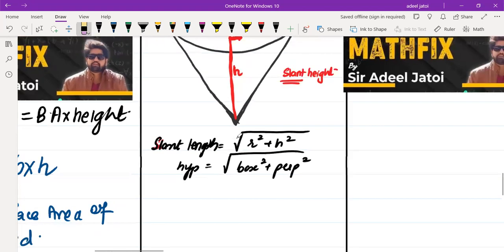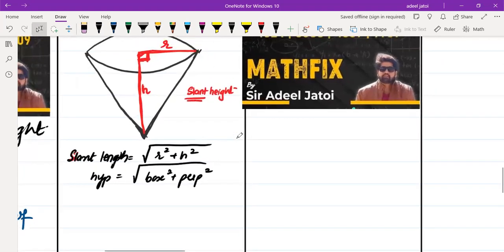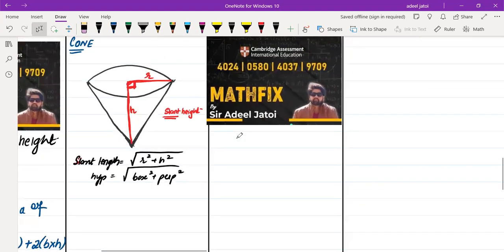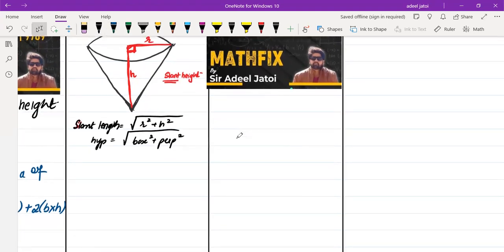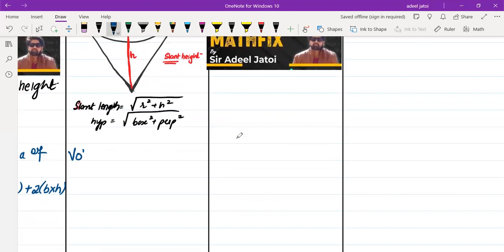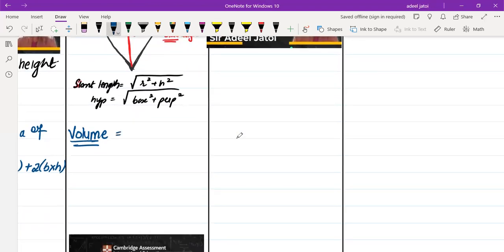So similarly, now this is your cone. Why was it important to find out the slant length? It is because of the curved surface area of the cone. But before moving to curved surface area, we will be finding out the volume. Your volume formula is base area into height. It is still not changed.